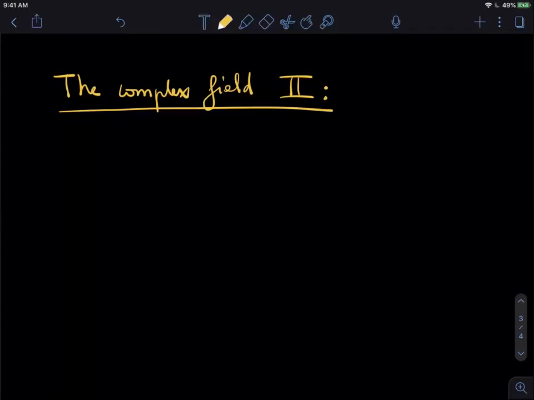In the previous video, we discussed the complex field and introduced the complex numbers, right? Complex numbers are ordered pairs of the form (a, b), with a and b real numbers. And we can also write them in the traditional form as a + bi, where a and b are real numbers. So let's call this number z.